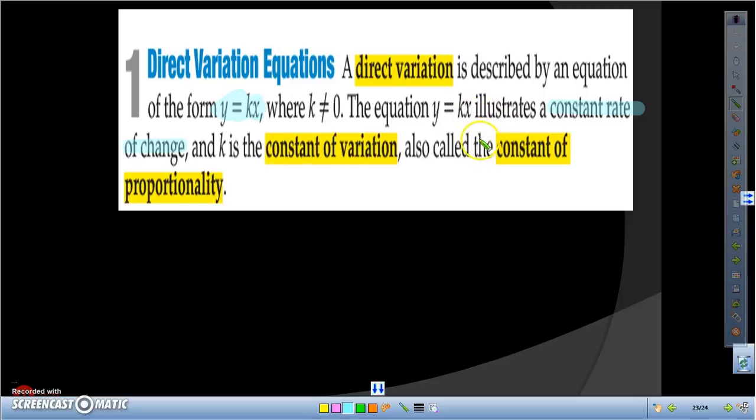What that means is if I have a constant rate of change, then I have a linear equation. So all direct variations are going to give me a line when I graph it. k represents the constant of variation, which is also called the constant of proportionality. This is what dictates what's going on with my graph. Make sure you get all of these highlighted things jotted down from this first slide.